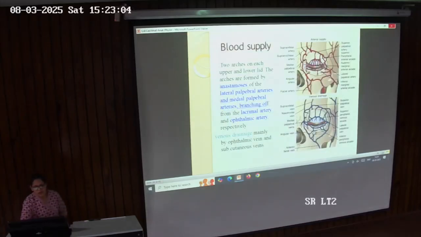Now blood supply of the eyelid. There are two arcades in each upper and lower lid. They are formed by the anastomosis of the lateral palpebral artery and the medial palpebral artery, which are branches of the lacrimal artery and ophthalmic artery. And venous drainage is mainly by the ophthalmic vein and the subcutaneous vein.